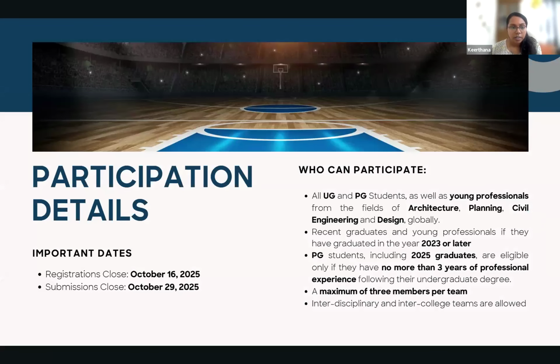So there are certain participation details: registration closes by 16th of October, submission closes by 29th of October, and the competition is eligible for all UG and PG students as well as young professionals from the fields of architecture, planning, civil engineering, and design globally. Recent graduates and young professionals who graduated in 2023 are also eligible. A maximum of 3 members per team can participate, and interdisciplinary and inter-college teams are also allowed.